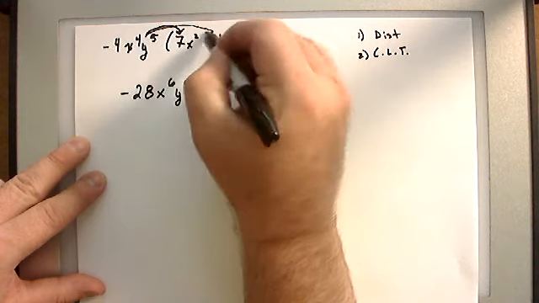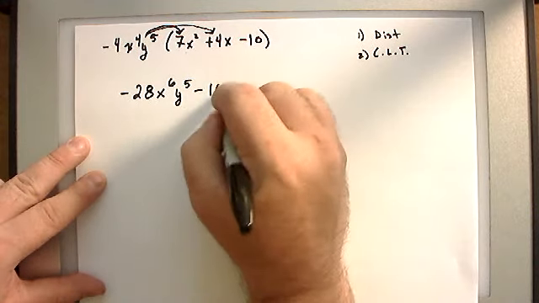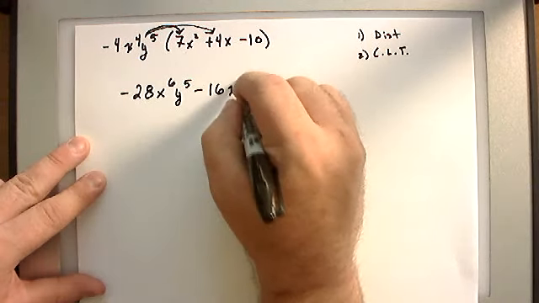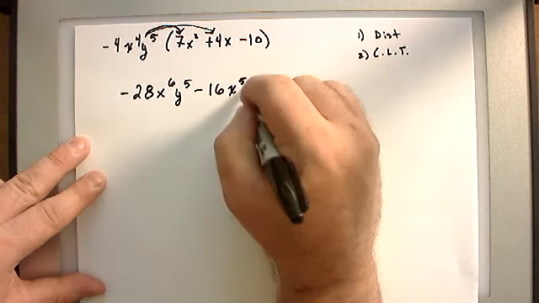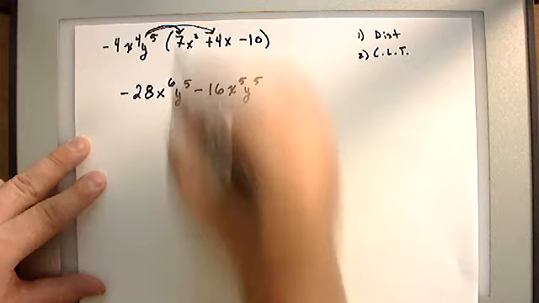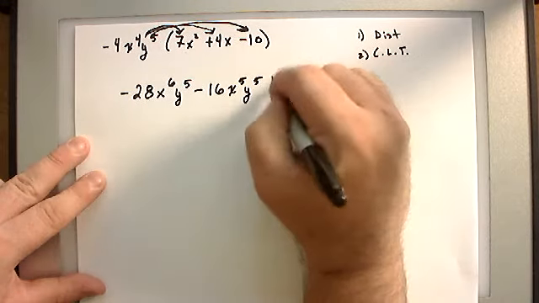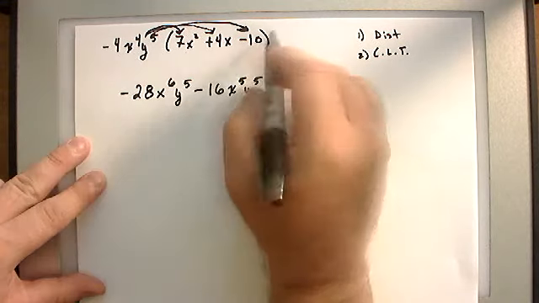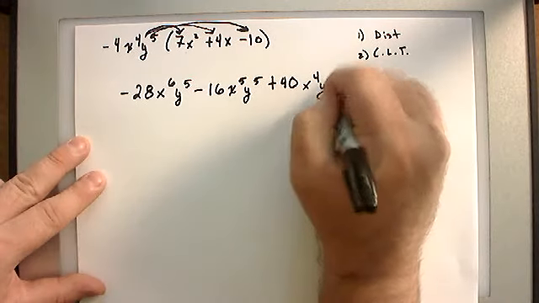Now we distribute to the next piece. -4 times 4 is -16. Watch your signs. 4 x's and 1 x, that's going to be 5 x's because we're multiplying, add the powers. 5 y's and no y's, that's just 5 y's. Now go to the last piece. -4 times -10 is +40. Watch your signs. 4 x's and no x's, that's 4 x's. 5 y's and no y's, so that's 5 y's.